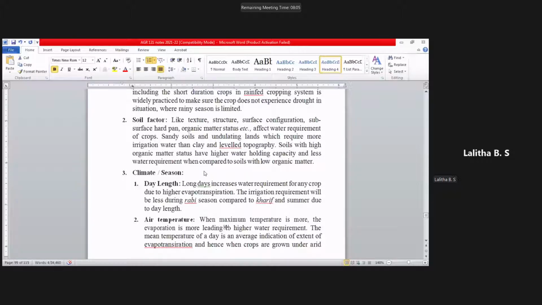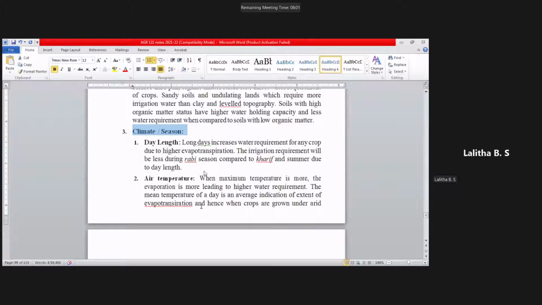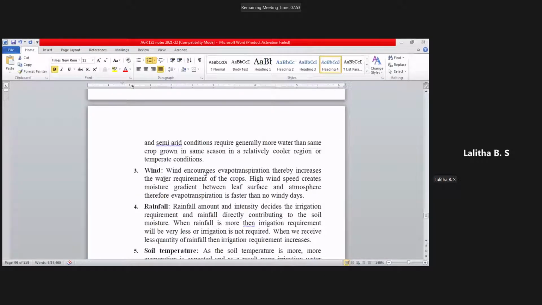Then air temperature also. When air temperature is more, the amount of water vapor present in the air will be less, so the water requirement will be more. Then wind also. When wind speed is more, it picks up moisture from the surrounding area, which encourages more evapotranspiration and increases the water requirement of the crop. High wind speed creates a moisture gradient between the leaf surface and the atmosphere. Therefore, evapotranspiration is faster than on non-windy days.